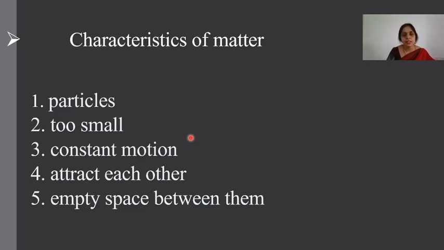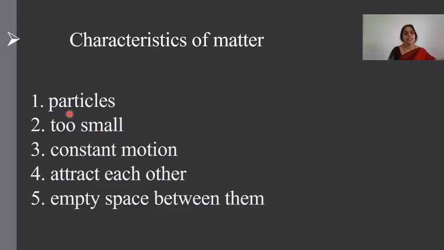In the previous class video, you studied the definition of matter, examples of matter and non-matter, the definition of diffusion, the rate of diffusion in solids, liquids, and gases, and how temperature affects the rate of diffusion. Today, in this video, you will be studying the 5 characteristics of matter.